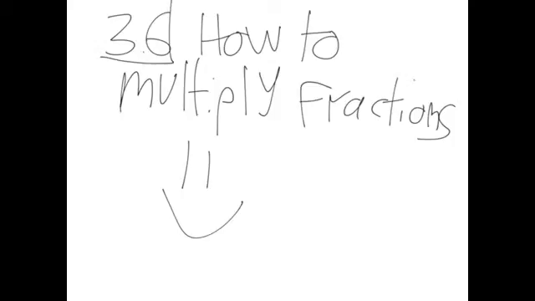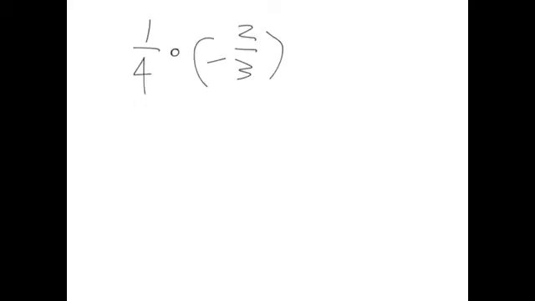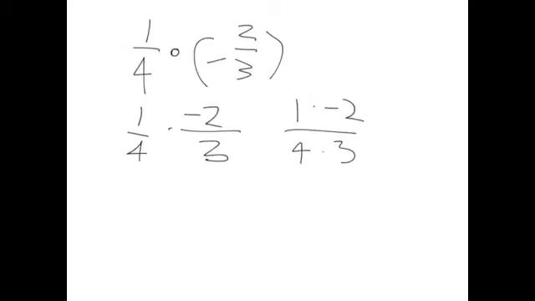How to multiply fractions. First, we have to write our columns correctly. So to write it correctly, we go 1/4 times -2/3. So now we write it as 1 times -2, and then 4 times 3, and we can cancel out this to become 2 and this to become 1. So now we have -1/6 as our answer.